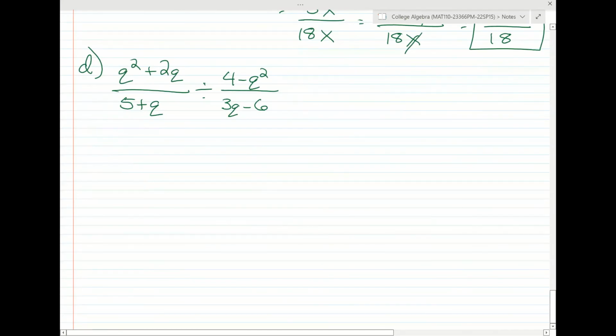Remember, the first step is always to factor completely. We want to try to get it in standard form, maybe take out a negative. So let's just get everything sorted out here. First thing is q squared plus 2q. Can we take anything out of that? This will just be q times q plus 2.